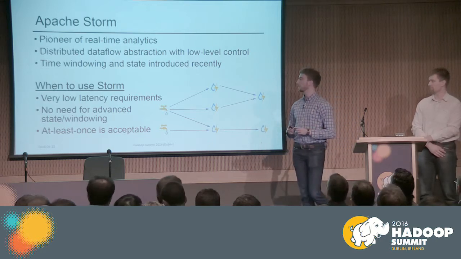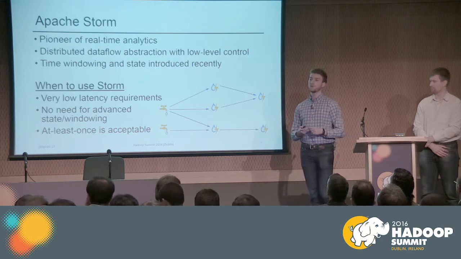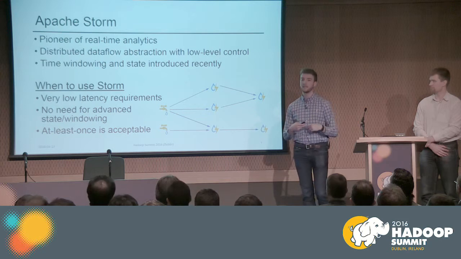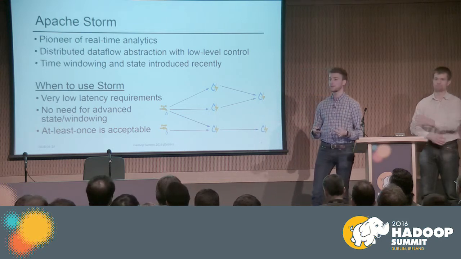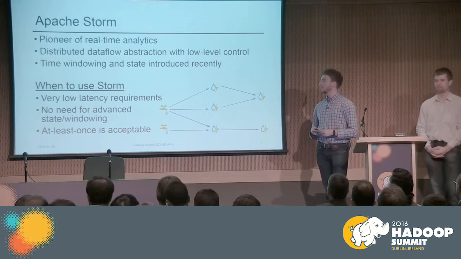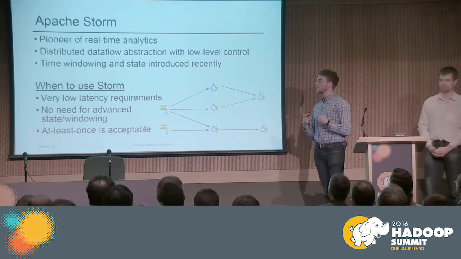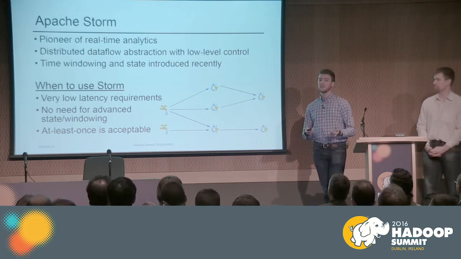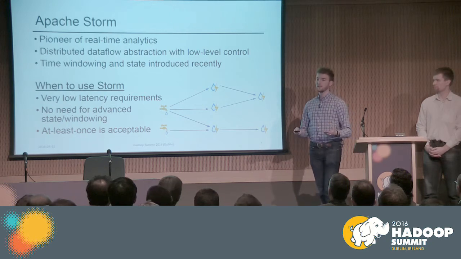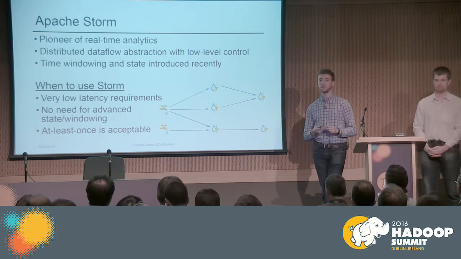So when would you actually use Storm today in a production environment? Well, a strong point for Storm still is that it has very low latency guarantees, very low processing latency for the elements. But you need to keep in mind that the at least once guarantees that Storm can provide you might not be acceptable for your application, and also writing very complex analytics pipelines might be very hard in the low-level APIs.